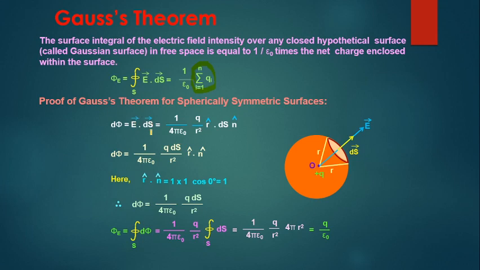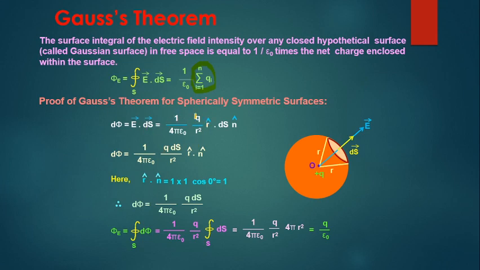So the electric field E due to this point charge is equal to 1 divided by 4 pi epsilon naught, q divided by r square, and r cap is a unit vector. This is the direction of the electric field. Dot ds n cap, this is the direction of the area vector. This is the electric field due to the point charge, which we already studied in this electric field unit.